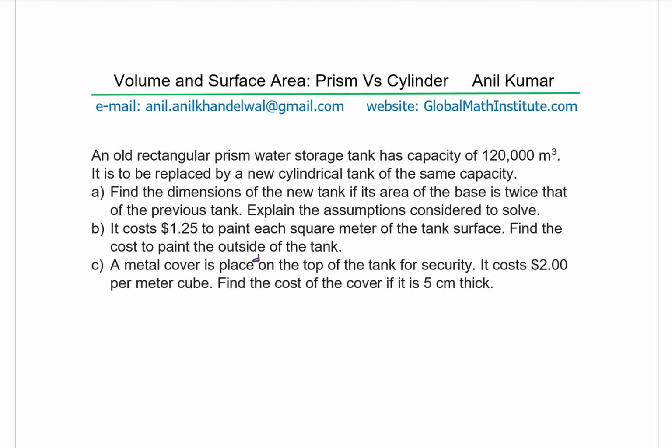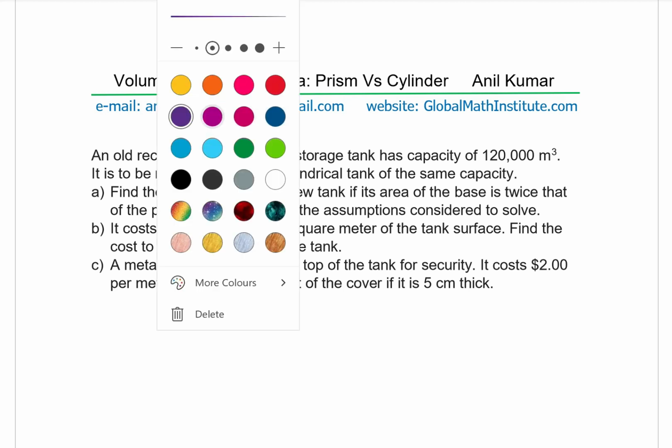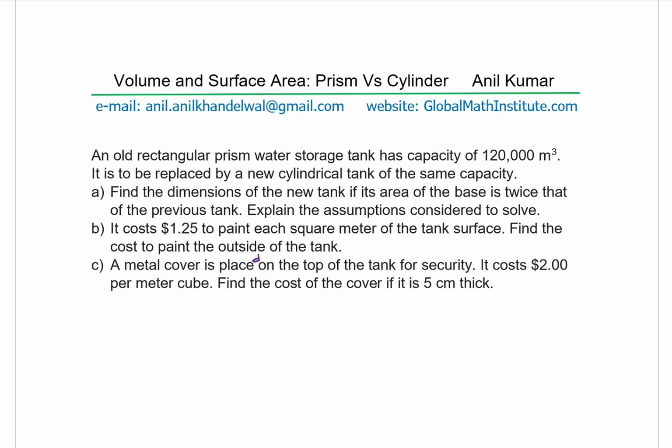So what I'm going to do here is provide you with a sketch to understand the situation. So let us say we make a rectangular prism first. So this is how you can make easily a rectangular prism. Try to make a rectangle and then that is the top, or you could also make another rectangle and connect them. So we have a rectangular prism here. The capacity is the volume of the prism. So we know that this volume V is equal to 120,000.